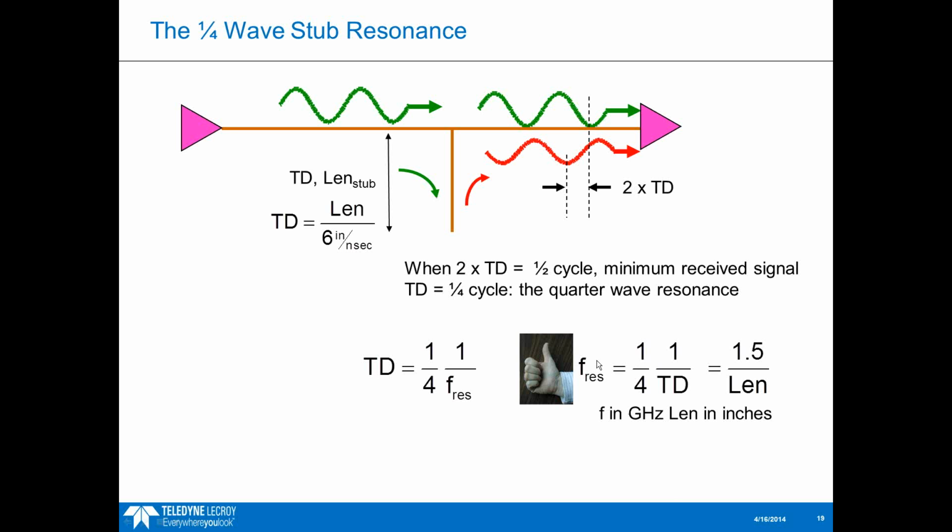And just flip that around, and we get a rough rule of thumb by plugging in this 6 inches per nanosecond for the time delay, length over 6 inches per nanosecond. We can calculate the rule of thumb: the resonance frequency is going to be equal to 1.5 over the length in inches, which gives us the resonance frequency in gigahertz. So this is a useful rule of thumb when you're looking at S parameters, or when you have a stub that you're thinking about leaving in place to see if that's going to cause any problems in your design.